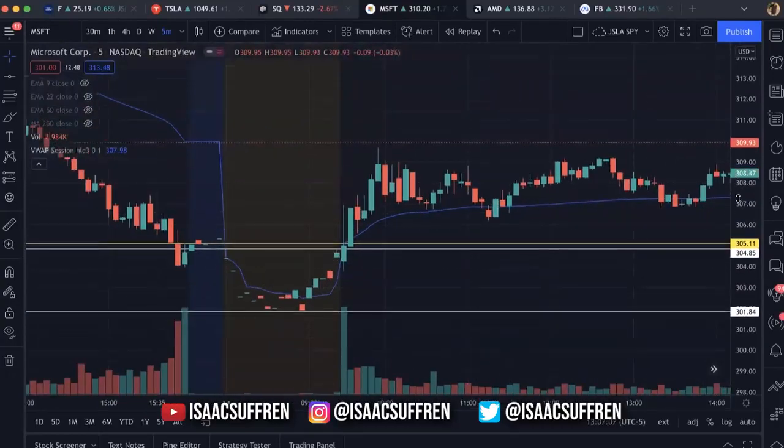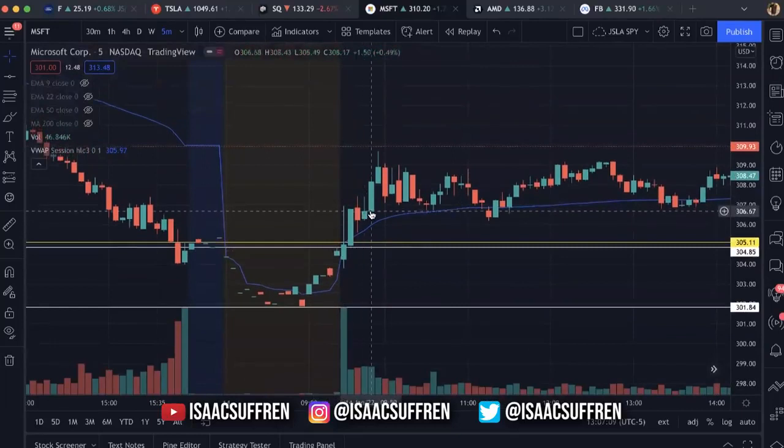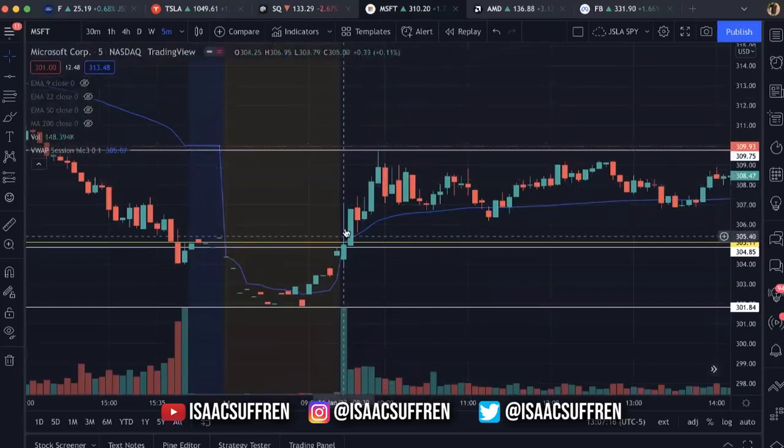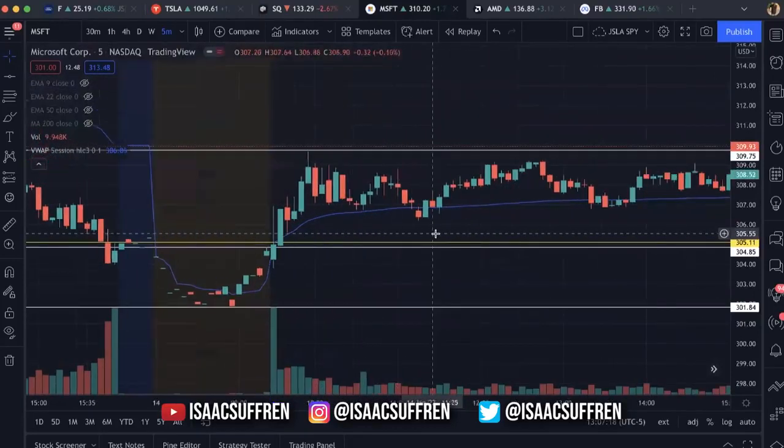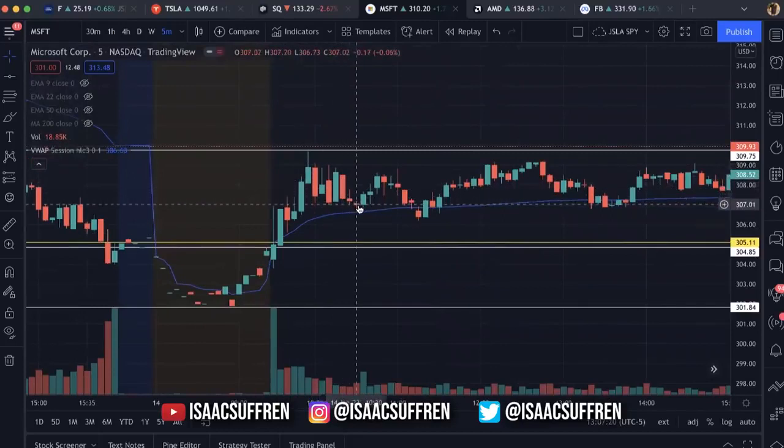I did not take anything. As you can see, we made a move up and then we rejected off this level, right? So I'm going to go ahead and mark this level down because that was our first rejection of the day. As you can see, we went and then we tested VWAP.